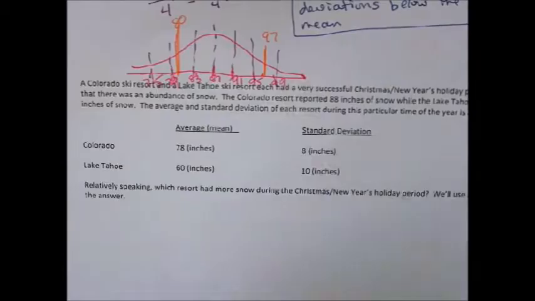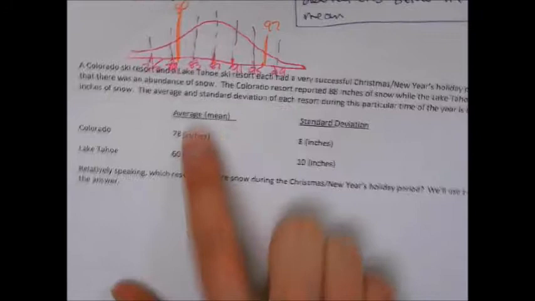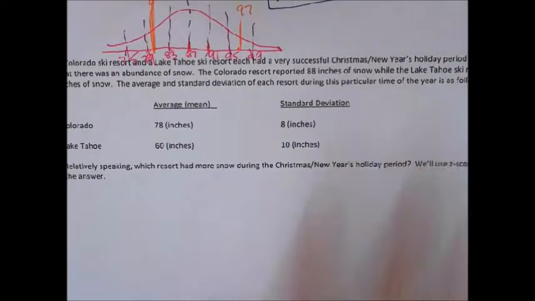All right, let's look at this next question. A Colorado ski resort and a Lake Tahoe ski resort each had a successful Christmas, New Year's holiday period due to the fact that there was an abundance of snow. The Colorado resort reported 88 inches of snow, while the Lake Tahoe ski resort reported 74 inches of snow. The average and standard deviation of each resort during this period follows. So here we have our averages and our standard deviations. Relatively speaking, which resort had more snow during the Christmas, New Year's holiday period?